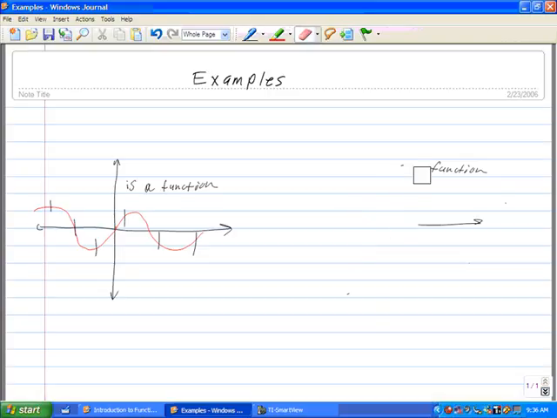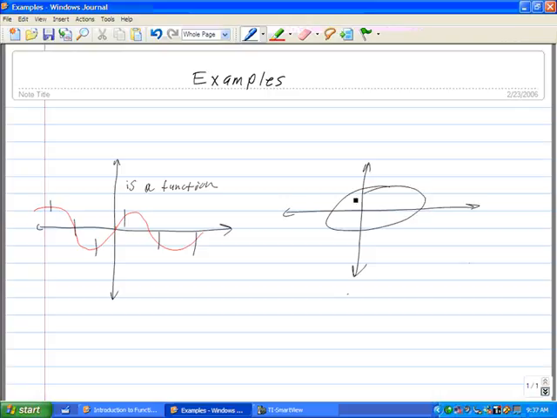Let's look at another graph. If you take a class where you study conic sections, one of the conic sections you will study is that of an ellipse. It's basically a circle that's been elongated. Is an ellipse going to be the graph of a function? Well, let's see. I can hit it twice there. I'm done. It's not a function. Any graph that you can hit more than once with a vertical line isn't a function.